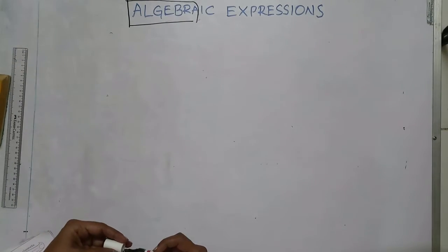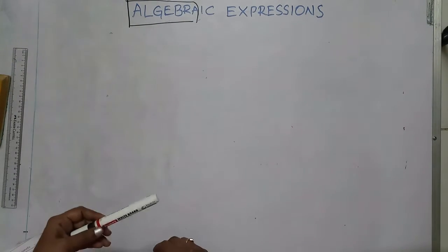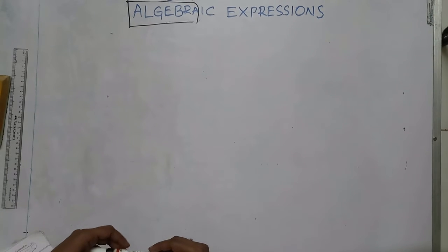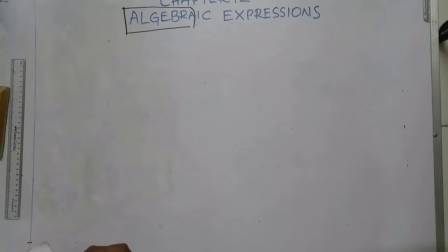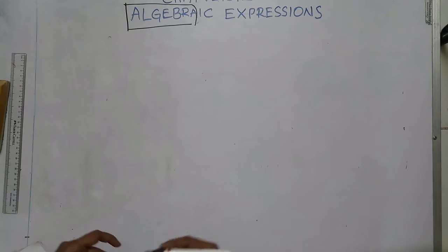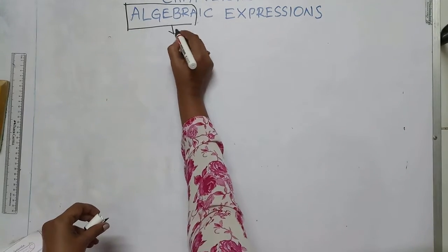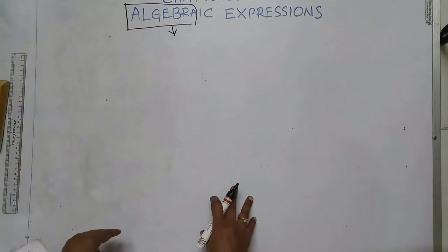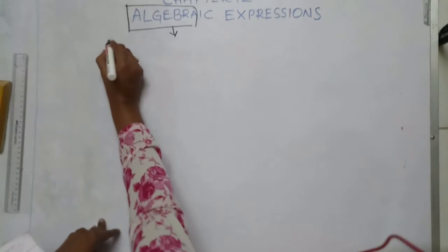In that, what do you mean by algebra? Algebra is the branch of mathematics which deals with variables. Why do we have to learn this algebra then? Let's see with a game first.